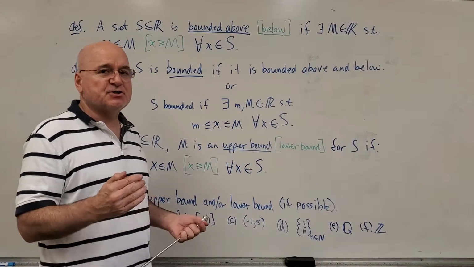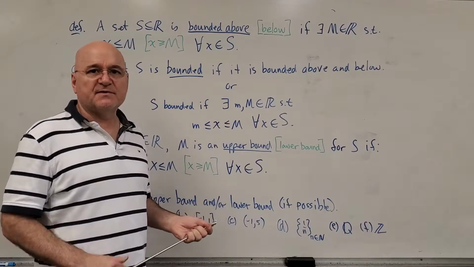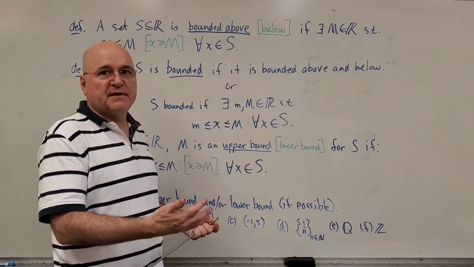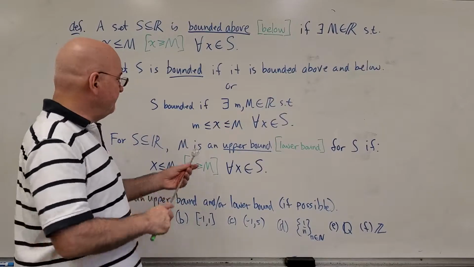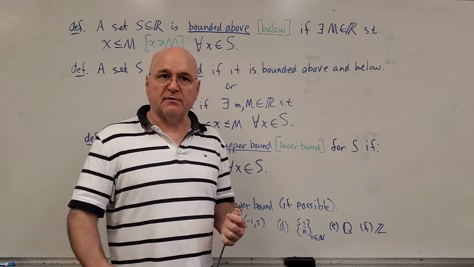And remember, there's not just one upper bound or one lower bound. If capital M is an upper bound, then so is M plus 1 or M plus 5. If little m is a lower bound, then m minus 1 is also a lower bound.